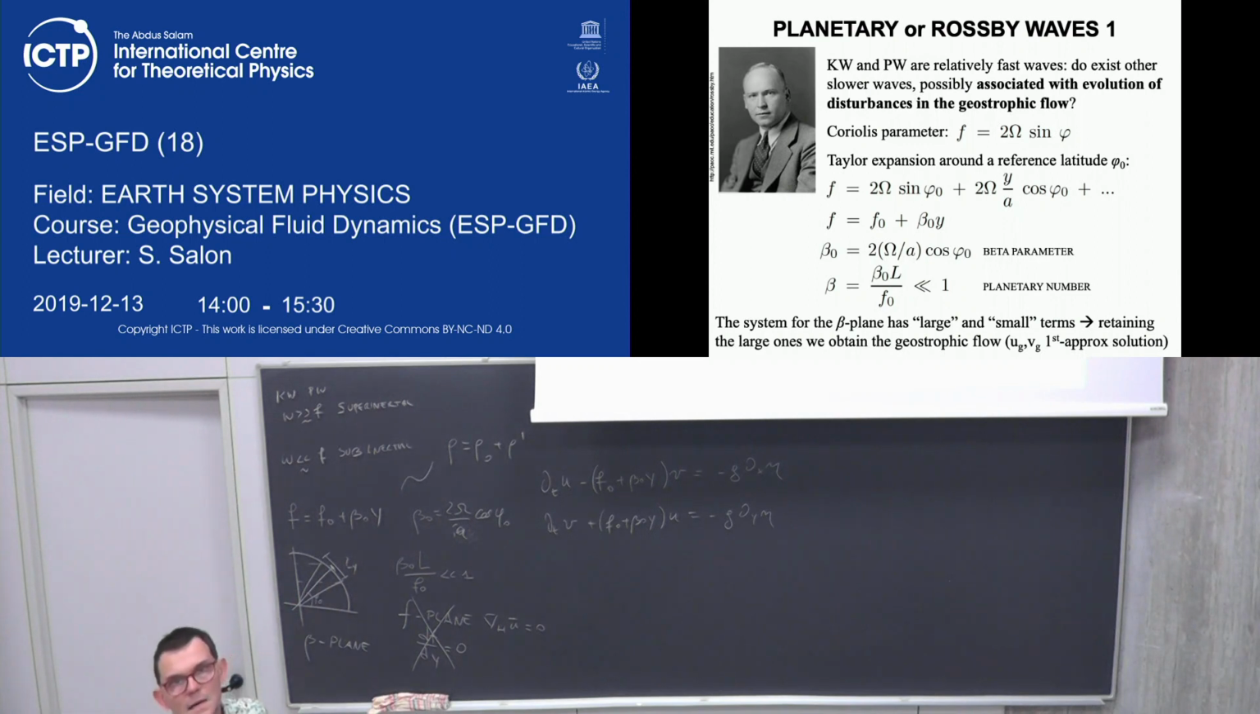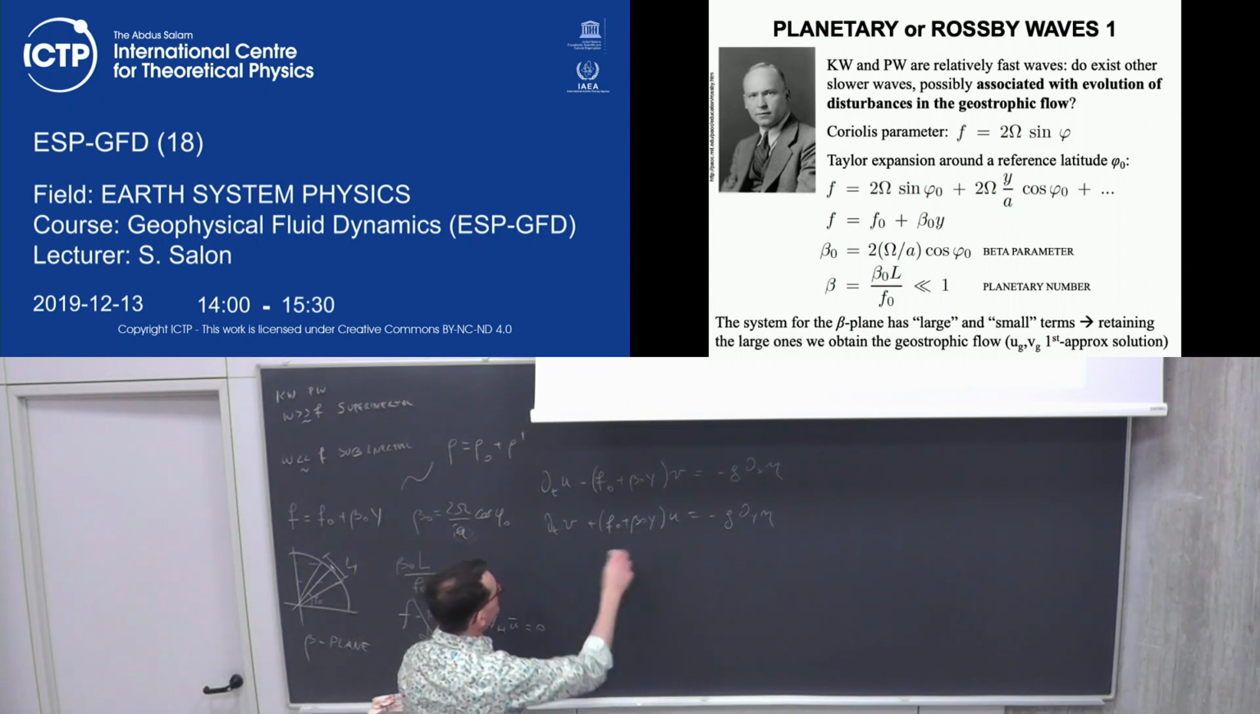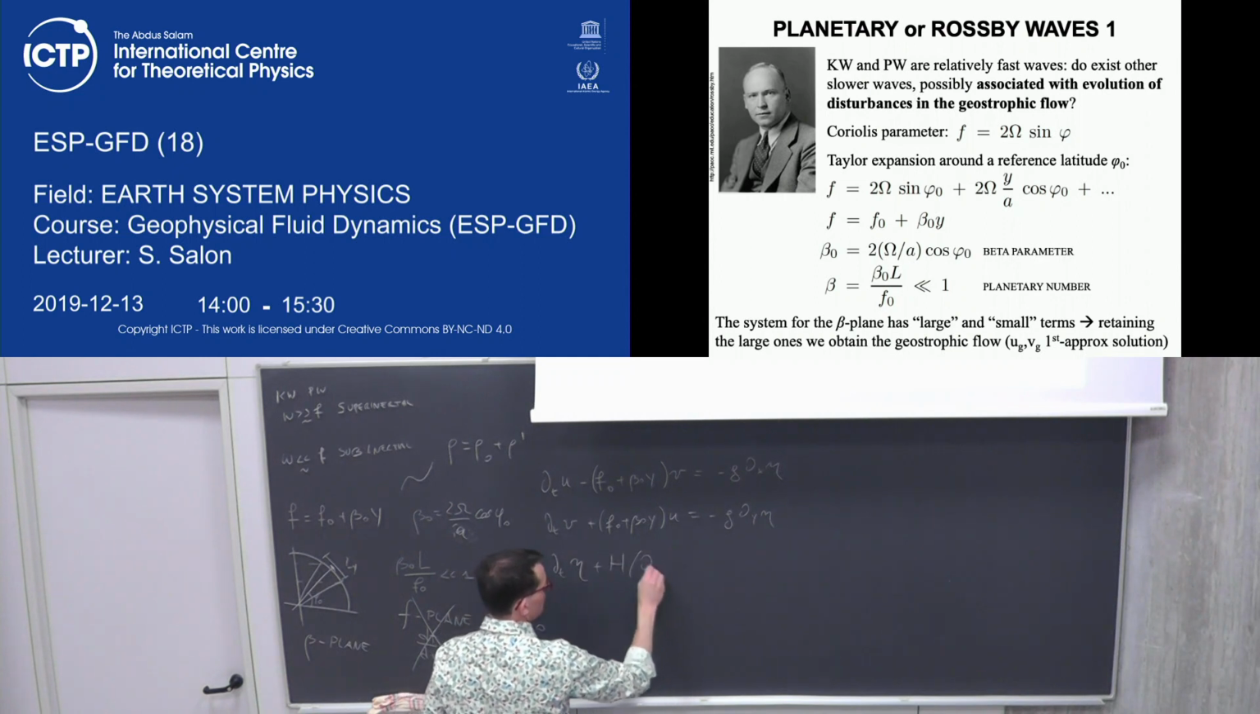So we have a sort of steady situation. We are inserting in this steady situation some trigger, some perturbation. This is the perturbation that we are inserting within the geostrophic flow. So if you look here, let me just conclude this.